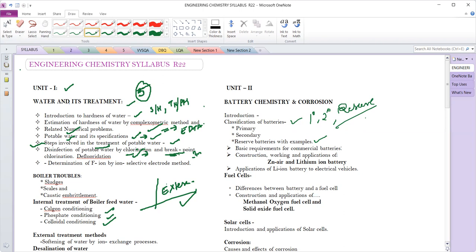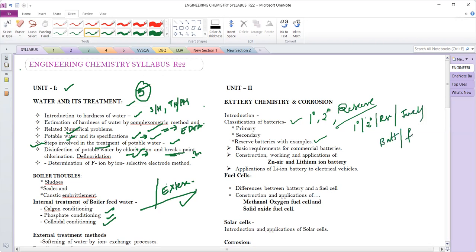Next, you have to understand the difference between the primary battery, secondary battery, and reserve battery, as well as the fuel cell. Sometimes you may be asked the difference between batteries and the fuel cell. Here also there is one difference question, right?